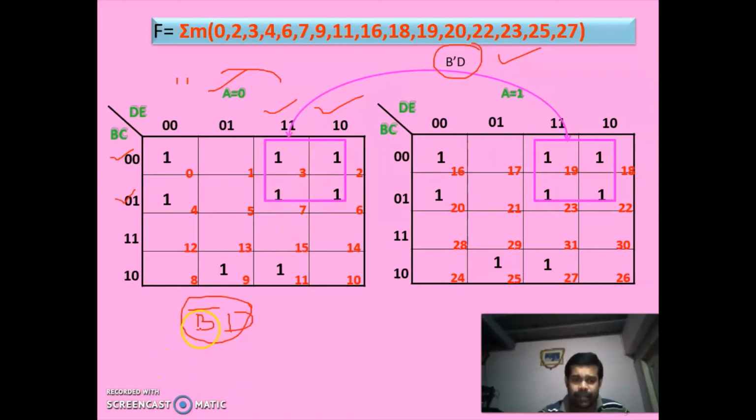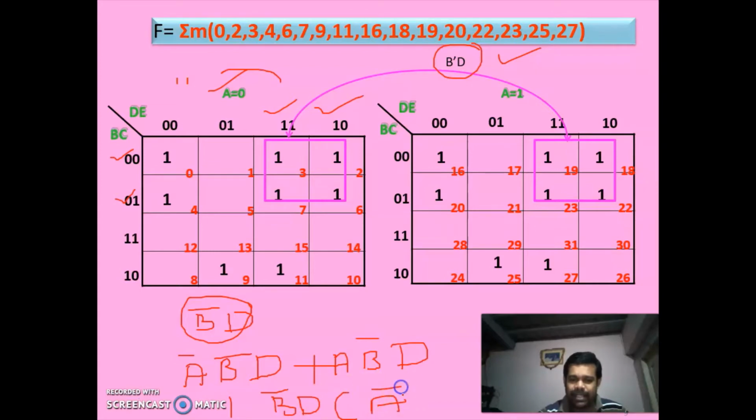So this is b bar d, b bar d. Since it is in the first map, you have to take a bar, plus the second map for this group, you have to take this a. Then again you will be getting the same b bar d. So if you take b bar d common, you will be getting a bar plus a.